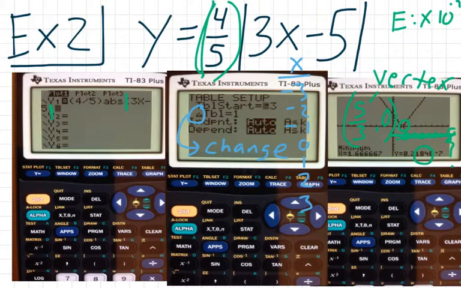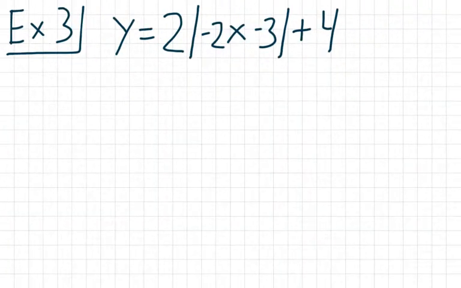So we have y equals 2 times the absolute value of -2x minus 3 plus 4. So just to be clear, this is a minus sign. Right there, that's a negative sign. When you type this in on your y equals screen, it looks something like this picture. Did I say something like? I meant to say exactly like this picture.